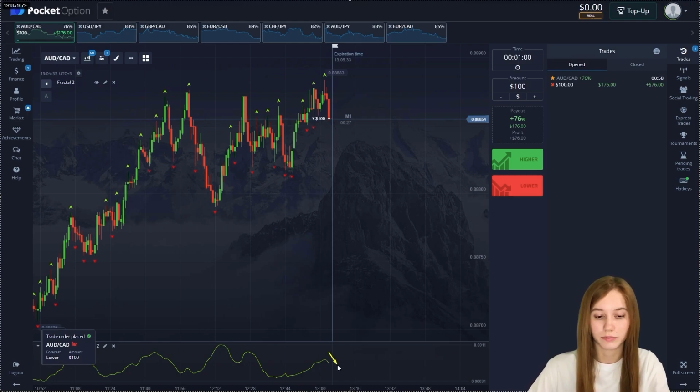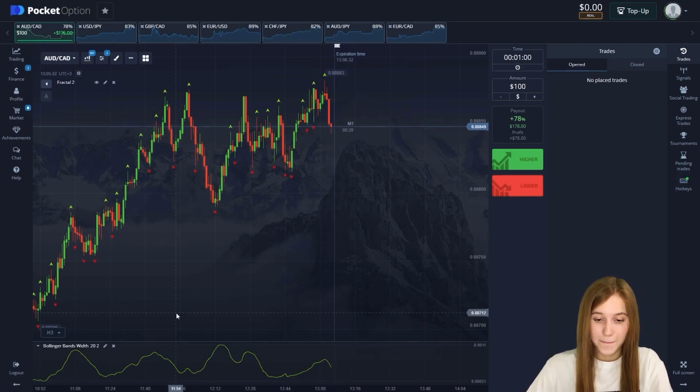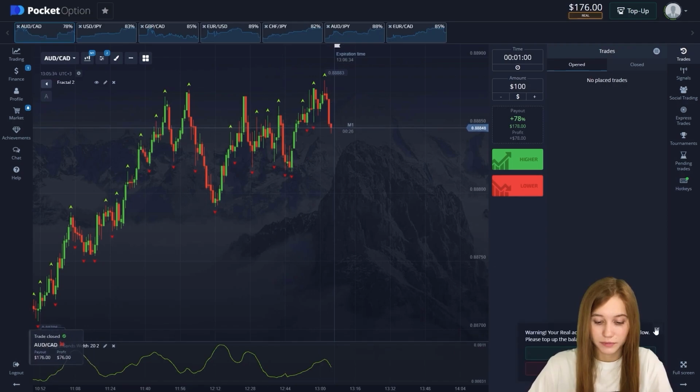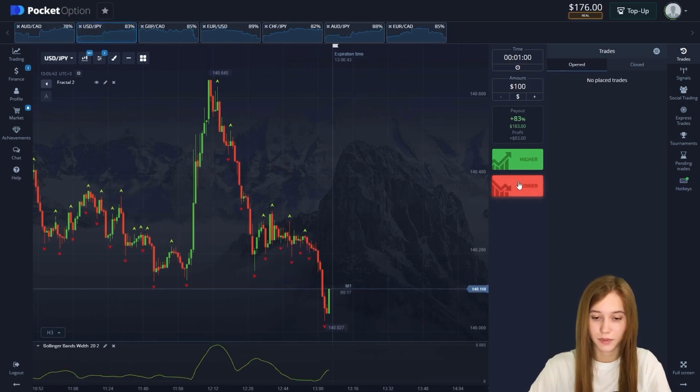For Bollinger, our intensity is falling. We had growth here, quite a relatively sharp increase. Now the trend is falling. We have 7 seconds until the end. Yep, last deal. $76 on our balance. And we move on.